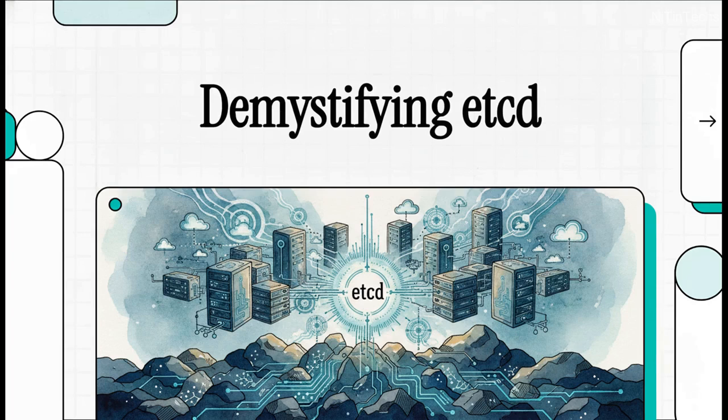Welcome to this explainer. We're jumping right into the hidden engine powering modern cloud computing today. If you've ever marveled at how massively complex digital infrastructures manage to stay perfectly synchronized and continuously online, well, you're in exactly the right place. Today, we're demystifying etcd, a foundational technology that's basically the absolute bedrock, the ultimate memory of distributed systems.